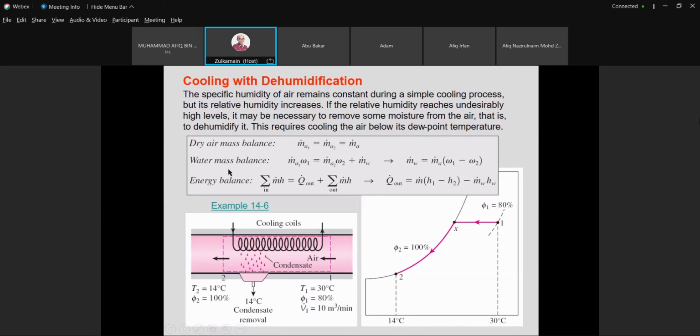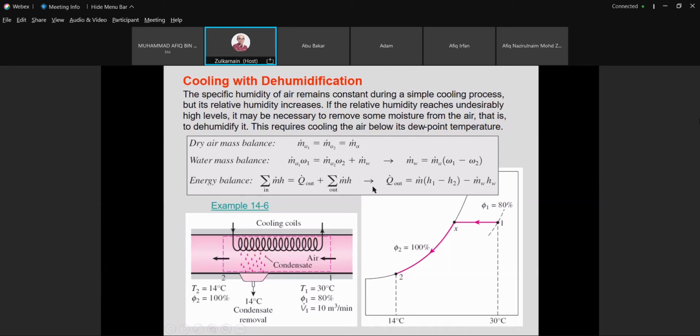Whereby the water balance, we can see that the mass of water coming in, which is m dot A1 omega 1, right? This is basically m dot V1. And then we have the m dot V2 plus the amount of condensate. Okay? And if you want to get m dot condensate, which is m dot W in liquid, then we have this equal to m dot A times omega 1 minus omega 2.